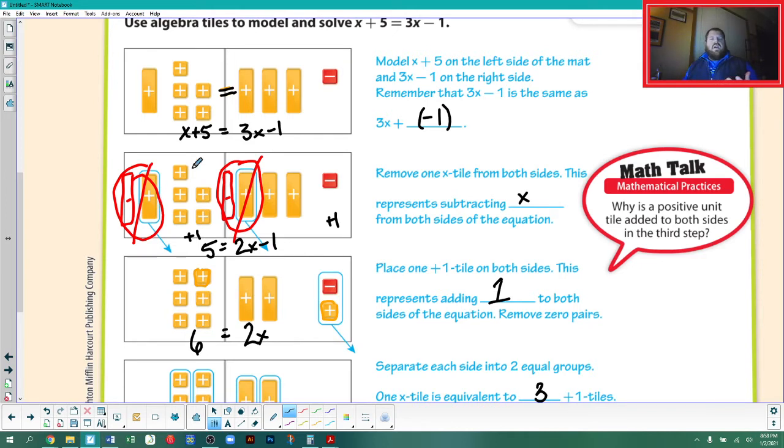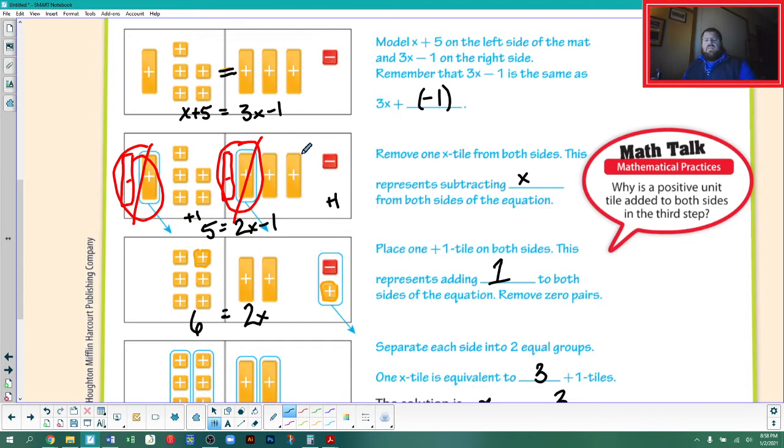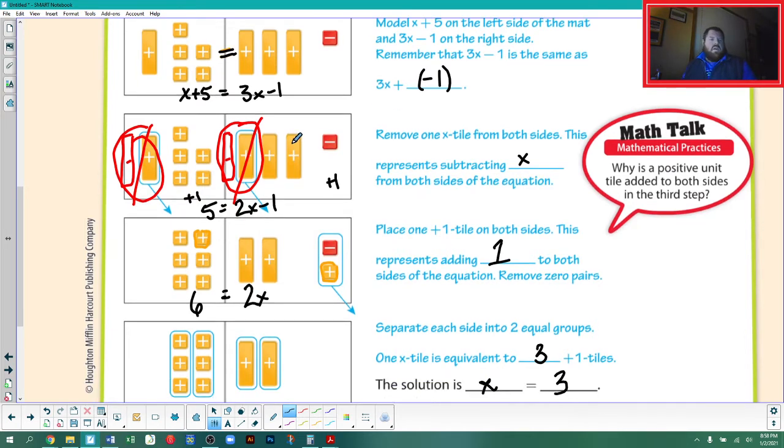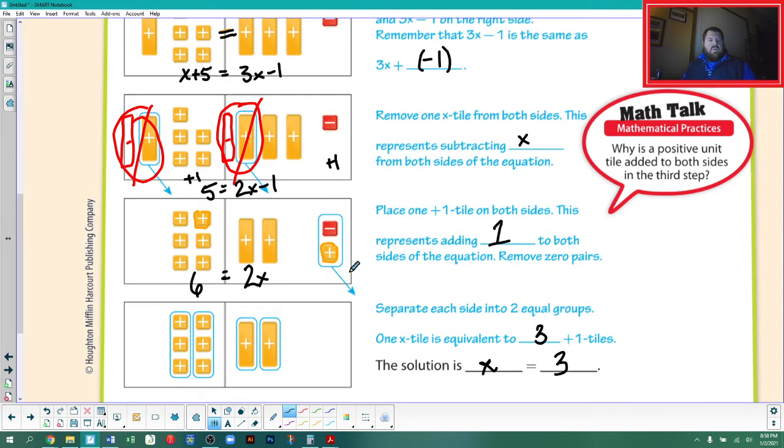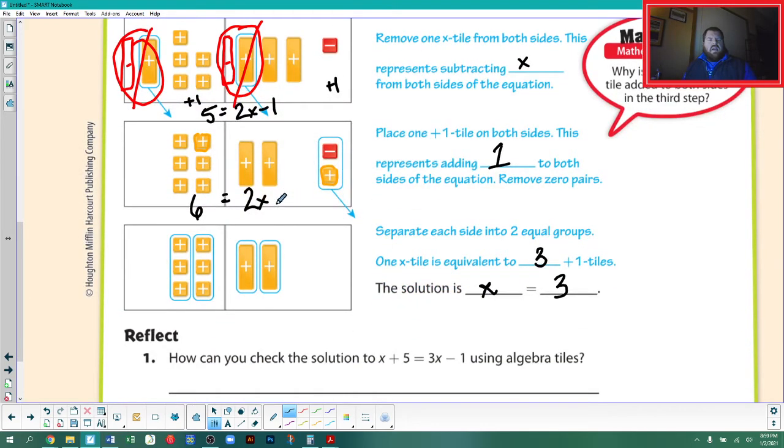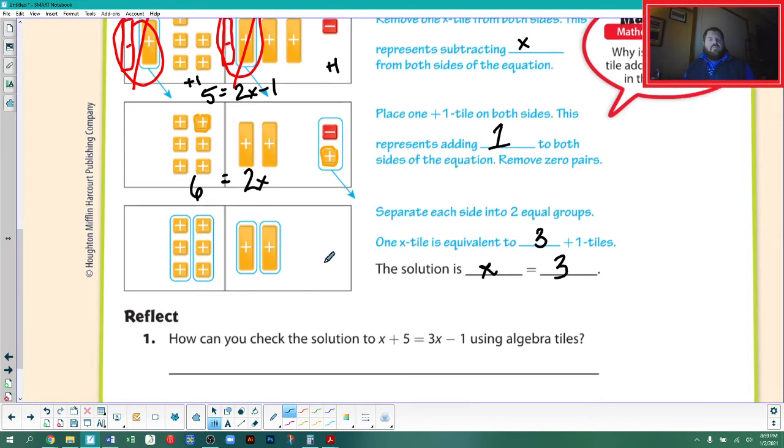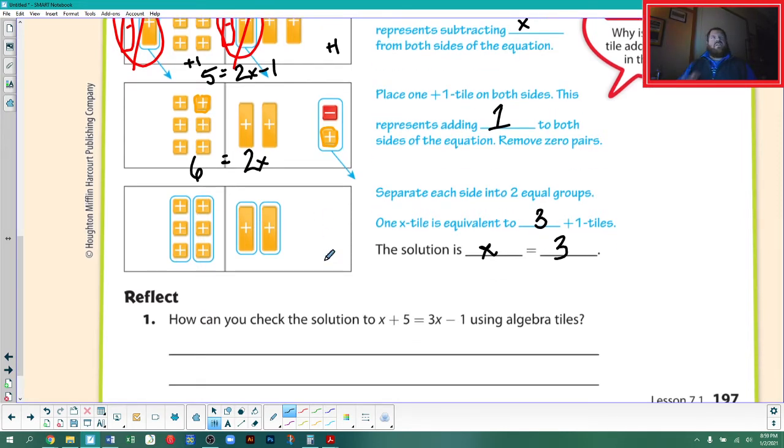So it started with variables on both sides, and we made it to where the variables were on one side. Then we took that and we got rid of the units on the x side. We did that by adding 1 unit to both sides. And then we saw how many x tiles we had, and we split the left side into that number of groups. That's kind of a logical, or mathy, way of how we did that.